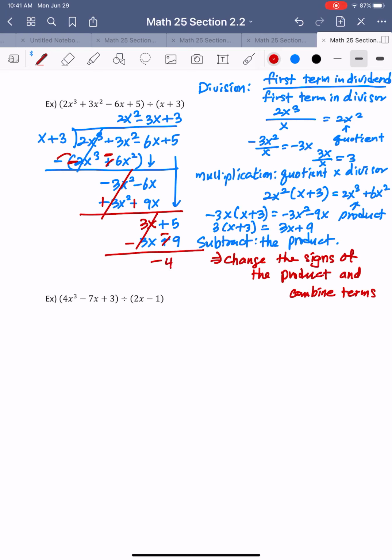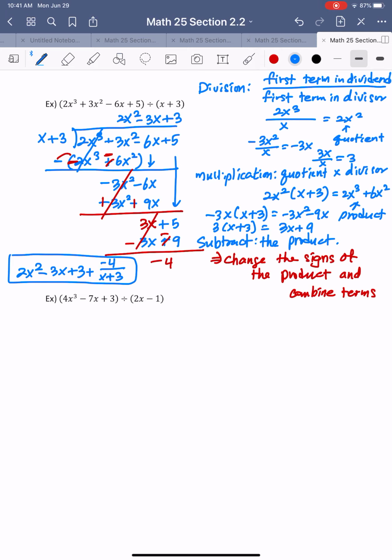So we're done. So the way that we answer this question is, I'll just put down 2x squared minus 3x plus 3. And plus negative 4 over x plus 3. Or you can just say minus 4 over x plus 3. That's the perfect answer, okay? So that's what we do.